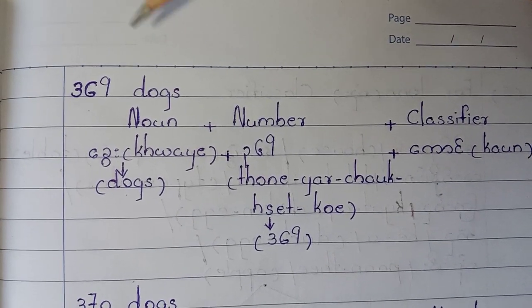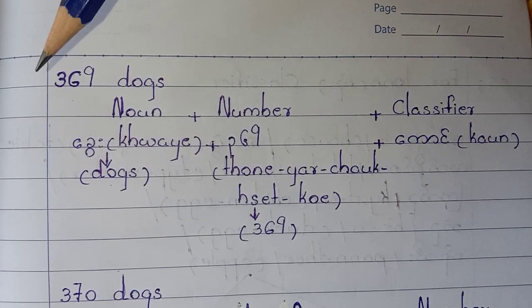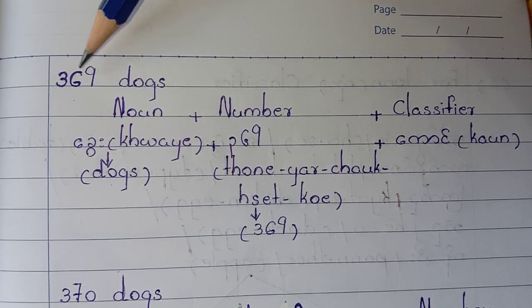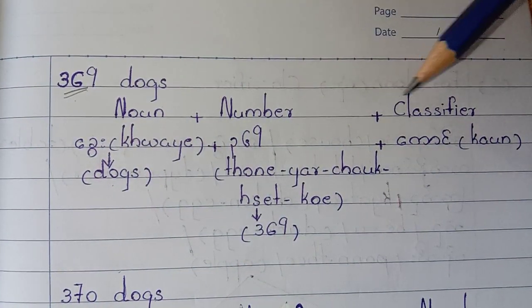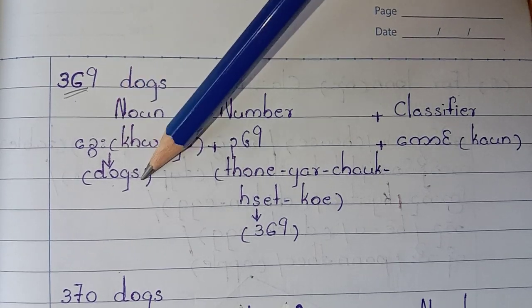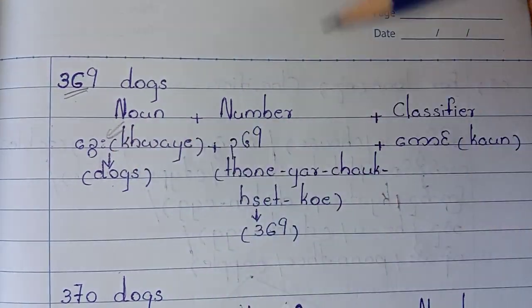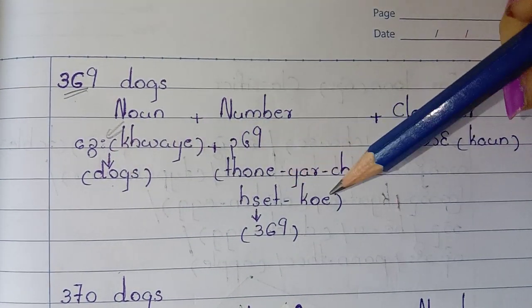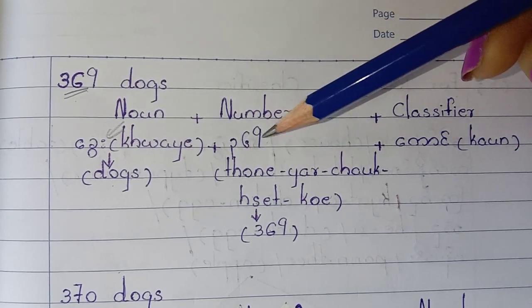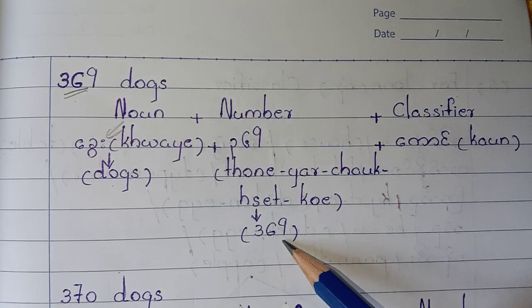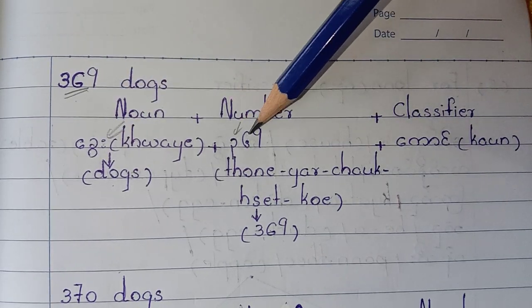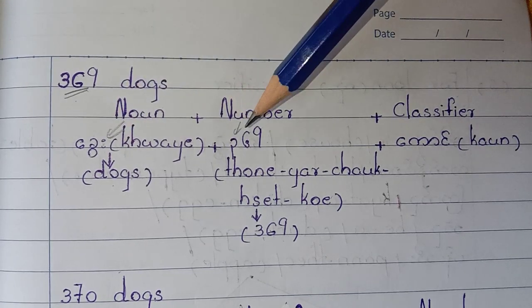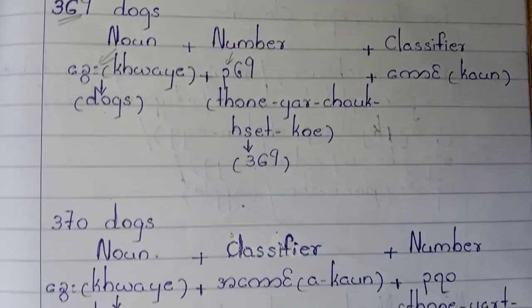Examples. Let's learn together. 369 dogs. For the number 369, you have to use part A, noun plus number plus classifier. Kui means dogs. Dong ya chao se gu. That means the number 369. The classifier is ga. Kui dong ya chao se gu ga.